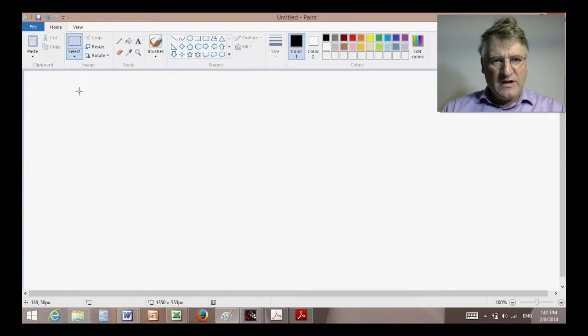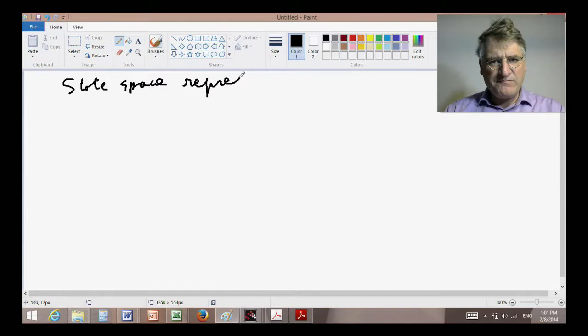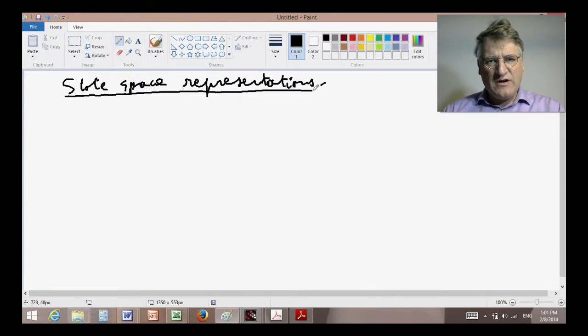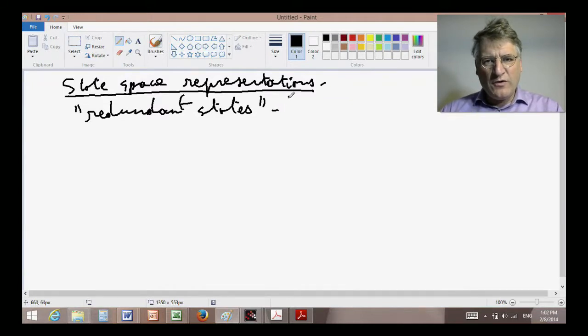So, the first thing is state space representations and what I would call use of redundant states. Which is also called non-minimality.